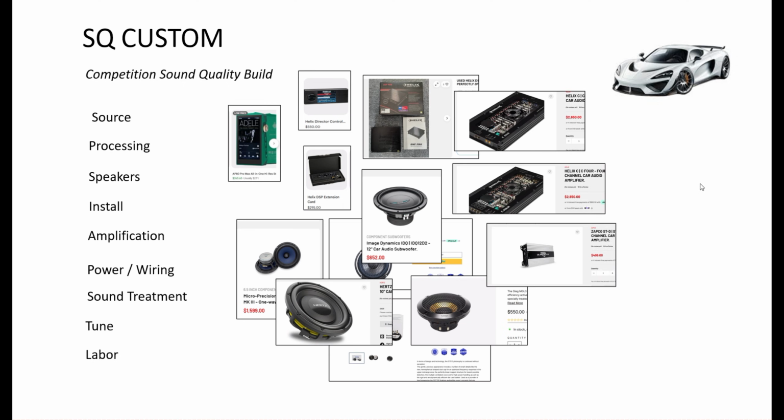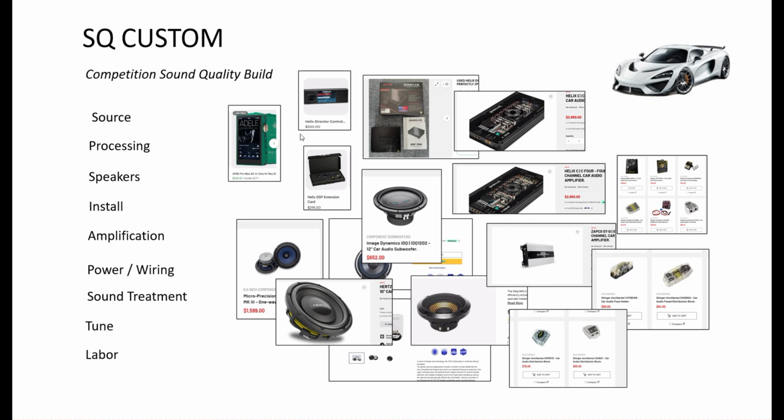Next are the amplifiers. As I said, we're going to need 6 amplifiers. I'm going to use the Helix C1 monoblock for the rears and the Zapco monoblock for the fronts, and 2 Helix C4s. They're both 4-channel amps to run the tweeters, mids, mid-bass, and rears. Add up all of those amplifiers, $8,450.